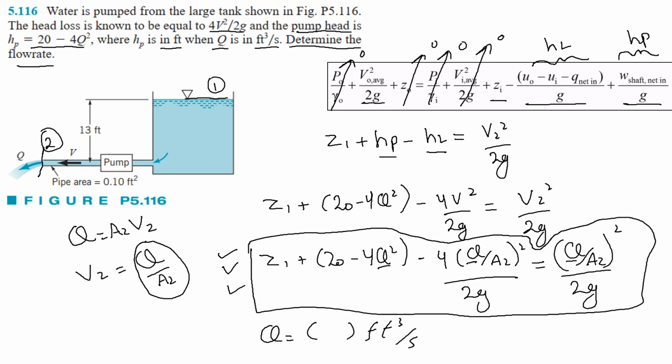We have the value of Z1. Z1 is 13 feet. We can find the area A2. The pipe area is already given. This is our area A2. The value of gravitational acceleration is known to you, and here also A2 is known to you. So you need to find just the volumetric flow rate in this problem. So now moving on to the next one.